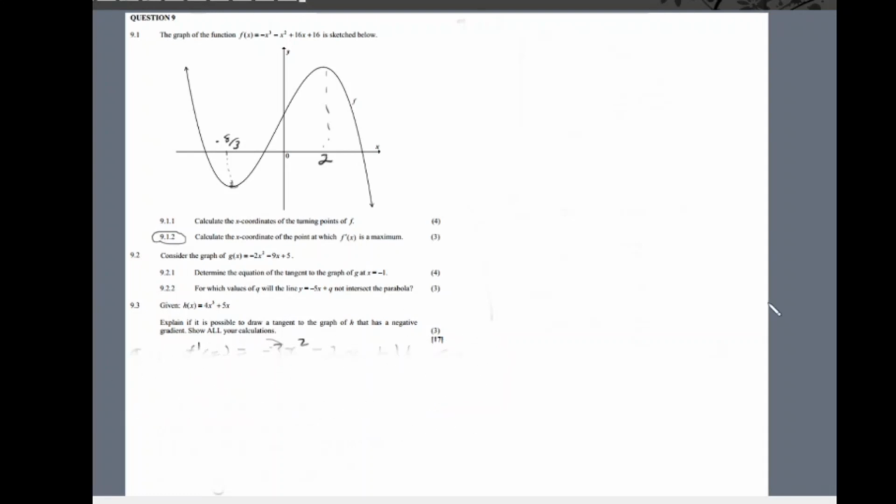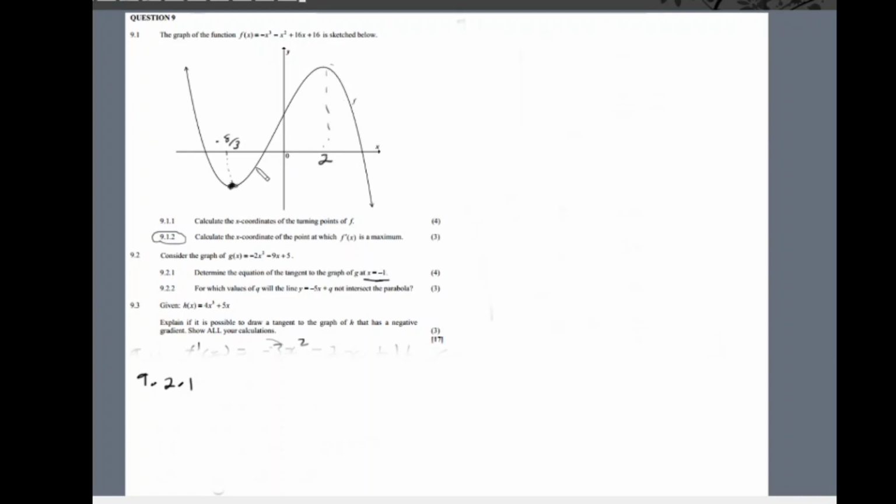Okay, 9.2.1. They want us to determine the equation of the tangent to the graph at x equals minus 1, right? So again, we need to differentiate. The whole point of differentiating is to calculate the gradient of this graph at a specific point. So to determine the equation of the tangent at this point, we will first need to know the gradient of the function at that point.